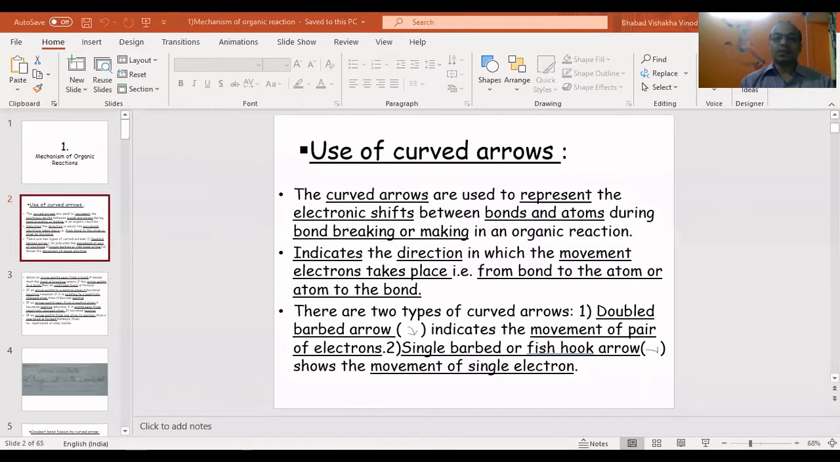Curved arrows are of different types. They can be used to represent the electronic shift between bonds and atoms during bond breaking or making in an organic reaction. It indicates the direction in which the movement of electrons takes place, that is, from bond to atom or atom to bond. There are two types of curved arrows. The double-barbed arrow, which is indicated here, indicates the movement of a pair of electrons. The second one is the single-barbed or fish hook arrow, which shows the movement of single electrons.